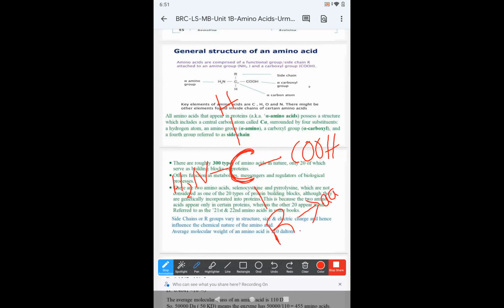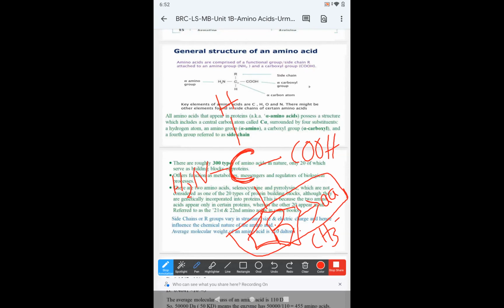If the R group becomes CH3, that is one type of amino acid. If the R group becomes any other hydrocarbon or aromatic ring, that is another type of amino acid. Any functional group added in the R group will make one type of amino acid. So the R group varies, and so the amino acids also vary.